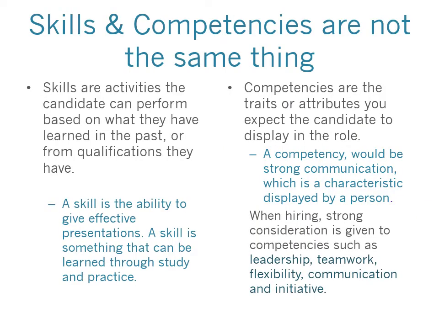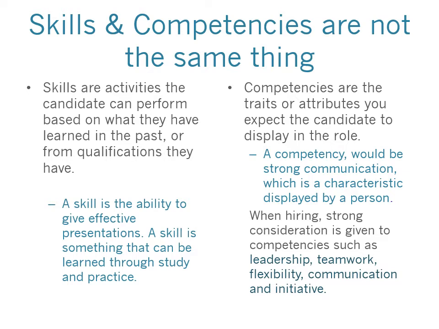So skills and competencies. Firstly, these are not the same thing, so we have to include both on a job description. By definition, skills are activities that our potential candidates can perform based on what they've learned in the past or from qualifications that they have. Okay, a skill is generally the ability to, an example of a skill would be give presentations. It can be something learned through study or practice. Okay, these can also be things learned from your educational background. So, your labs, for example, for most culinary students.